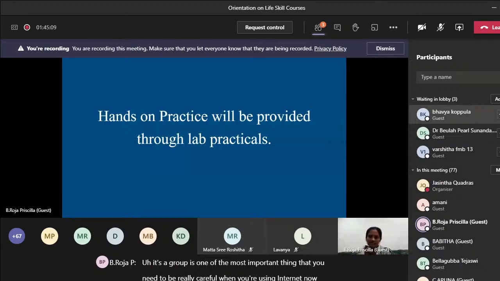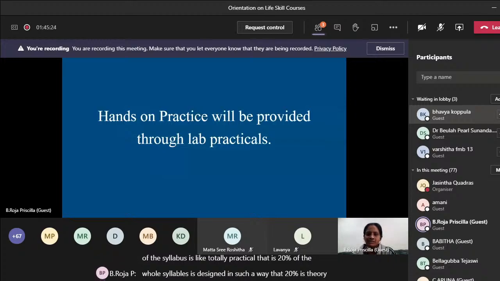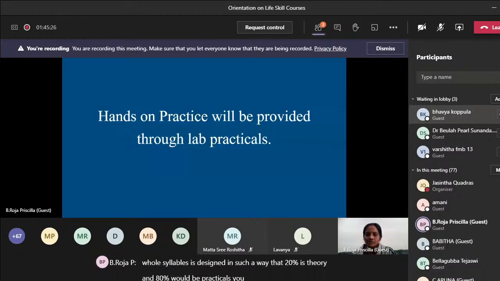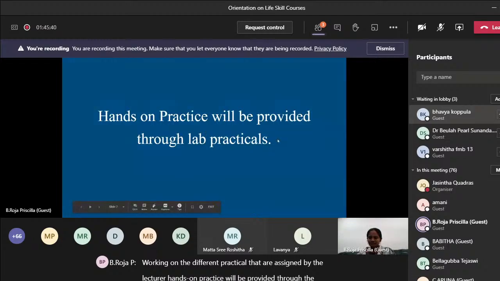Now, this is one part of the syllabus, and another part of the syllabus is totally practical. The syllabus is designed in such a way that 20% is theory and 80% would be practicals. Most of the time you'll be spending in labs working on the different practicals that are assigned by the lecturer. The hands-on practice will be provided through the lab practicals.